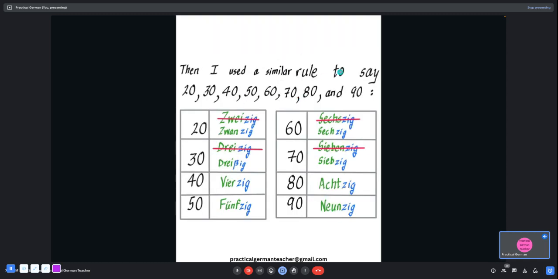Now you can use a similar rule to say from 20 to 90. So how do you say it? It's very similar. Let's see if you can follow, right? So you say 2 and that is zwanzig. 80 is 8 and zig. So you say achtzig, neunzig, fünfzig, vierzig.